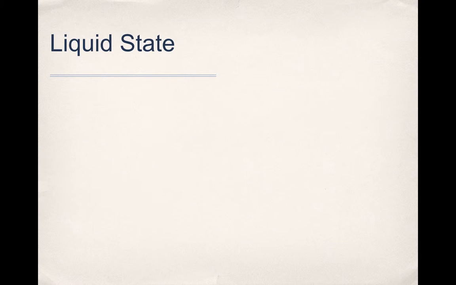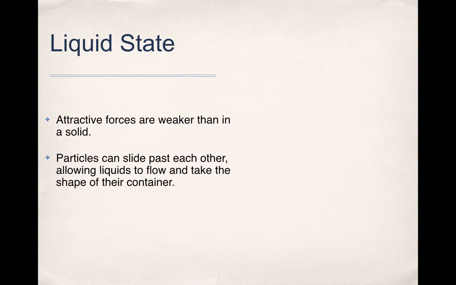Second state of matter is the liquid state. Here those attractive forces, those bonds holding the molecules together, are weaker than in the solid state. Because those attractive forces are weaker, liquid particles are allowed to slide past each other, which allows them to change shape. And they're going to take the shape of their container.